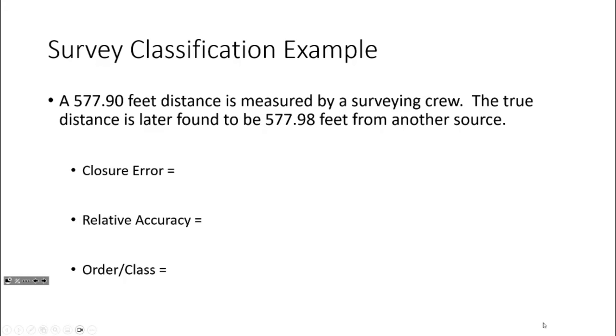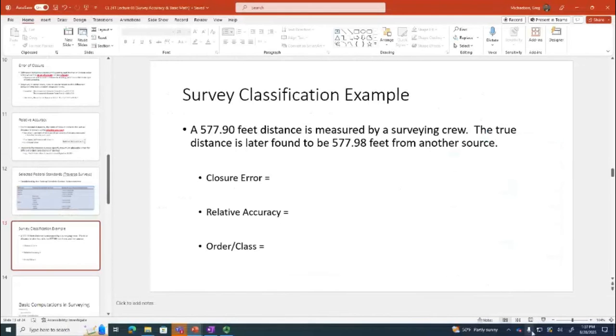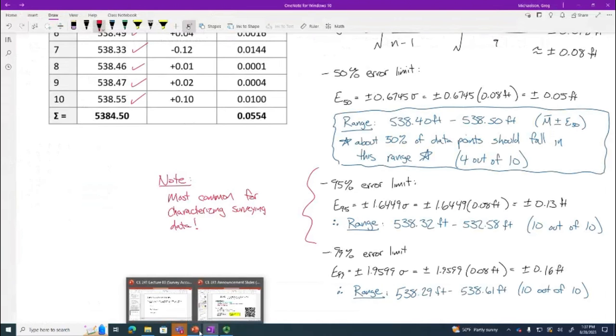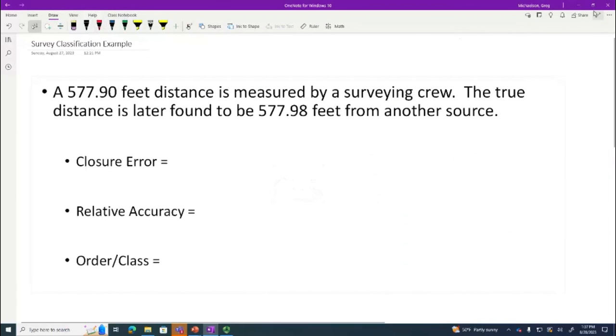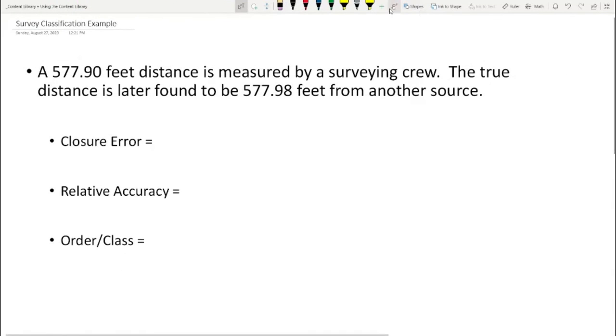Okay, so let me pull this up here. There we go. Okay, so let's say that I have a 577.9 feet distance, and that's what was measured by the surveying crew. So the surveying crew went out and measured a distance, and their measurement was 577.9 feet.